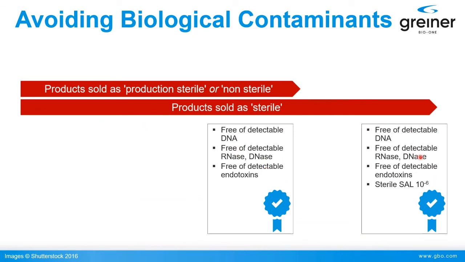And then if you order a product which is sold as really sterile, you get in addition the sterility claim, and you get a sterility assurance level. You find two different ones on the market, 10 to the -3 and 10 to the -6. 10 to the -6 is the gold standard for medical products, and we also apply it for our biobanking and cryotubes.